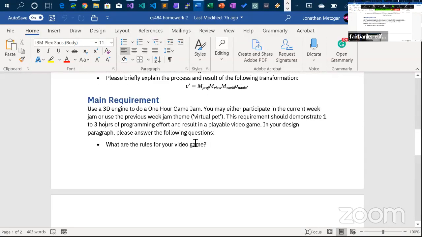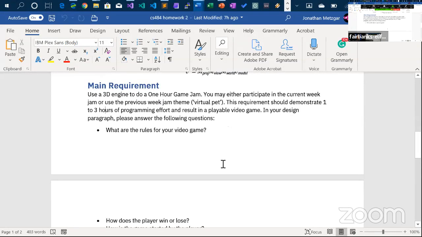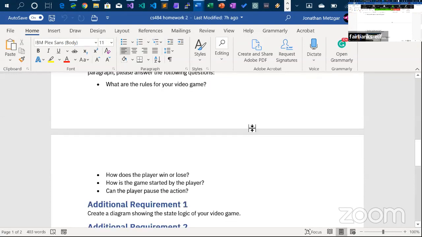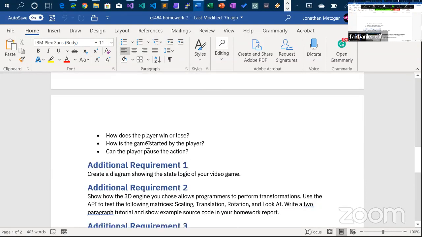Okay, but these are the kind of things I want you to think about in your design paragraph. So what are the rules for your video game? I want you to think of a concept of what you want to make this game about. How does a player win or lose? How is the game started by the player? And can the player pause the action? So these are some of the mechanical things that just need to be in there.